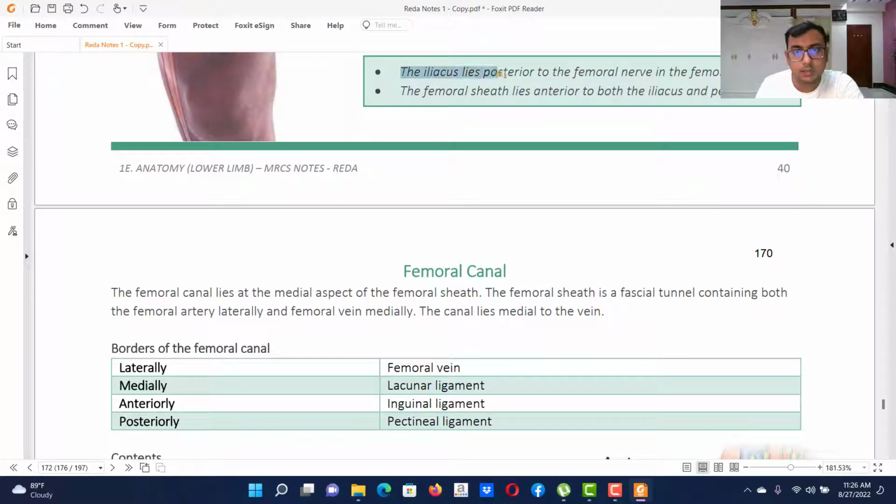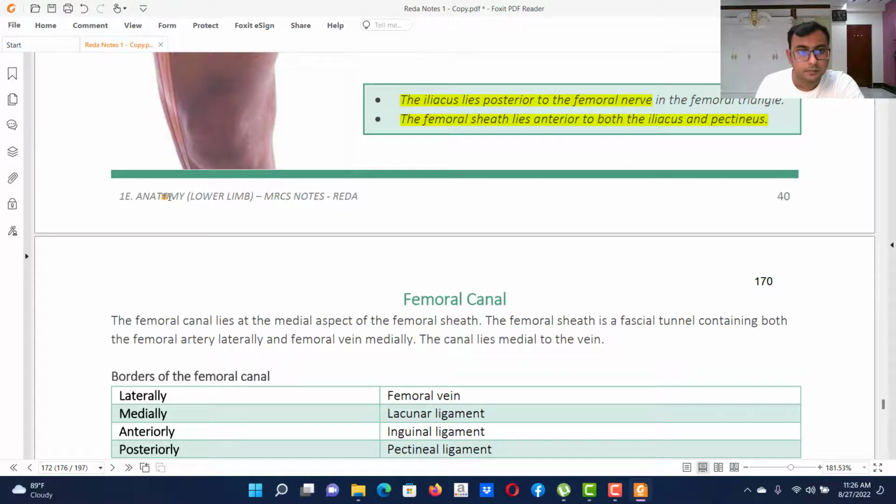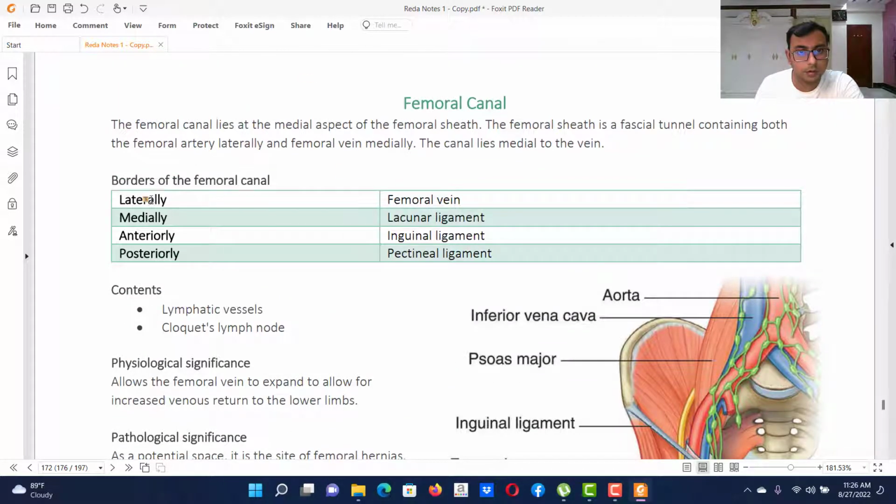So the iliacus lies posterior to the femoral nerve, and the femoral sheath lies anterior to both the iliacus and the pectineus. Now the femoral canal is very important because it is involved in the femoral hernia. Sometimes abdominal contents go through the femoral canal, which is called a femoral hernia. Its opening lies below and lateral to the inguinal ligament.